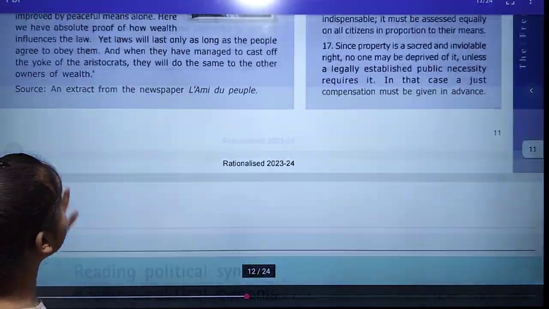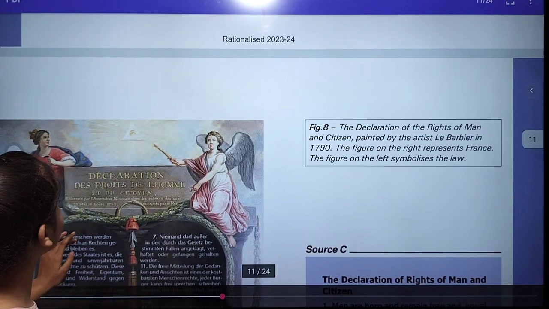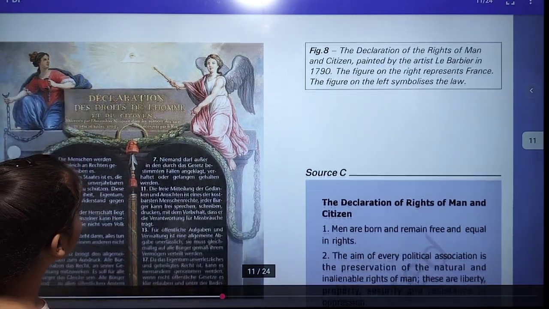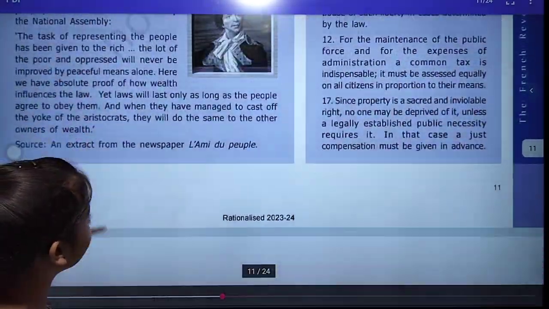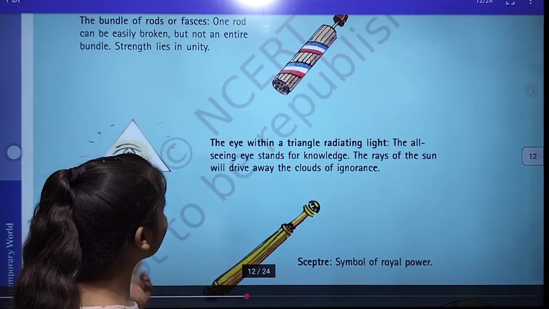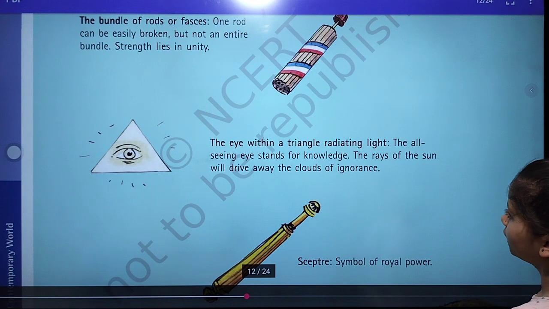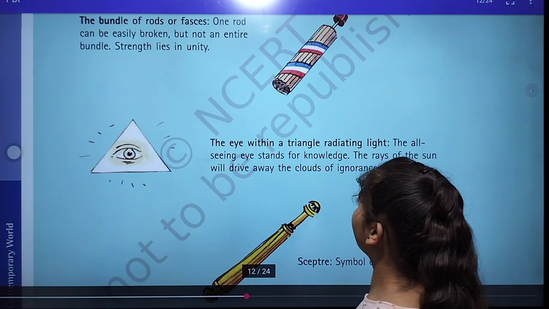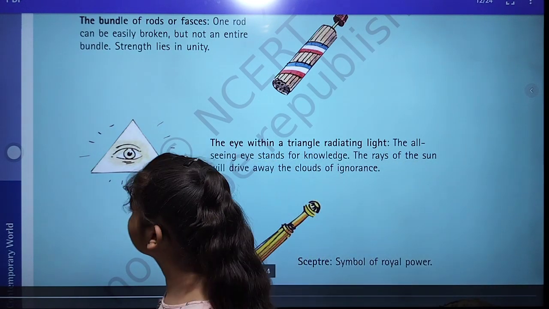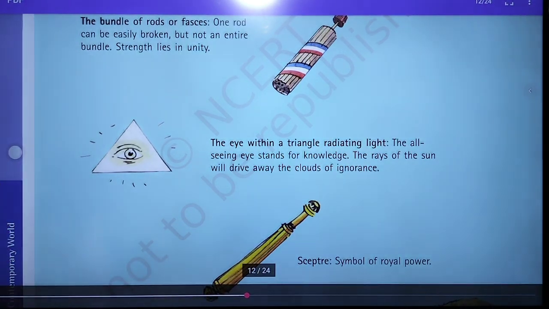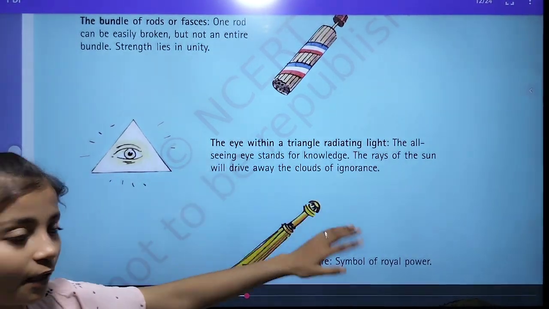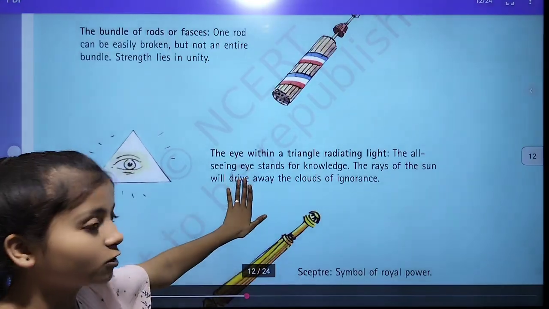And an eye is also given. Yes, here is the eye, which means the all-seeing eye stands for knowledge. The rays of the sun drive away the clouds of ignorance. It stands for knowledge and drives away the clouds of ignorance.